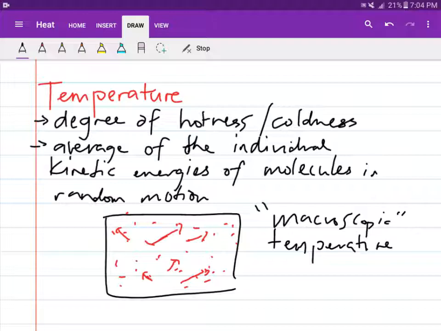So macroscopic meaning that it defines the value for all the molecules. So the more energetic these molecules are, the higher the temperature will be.